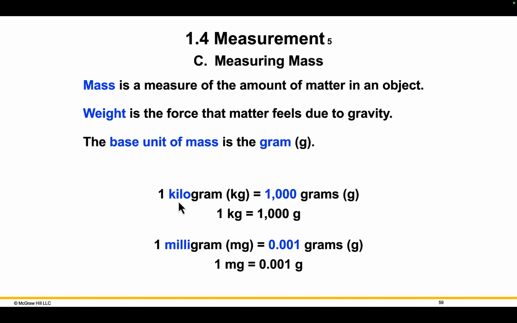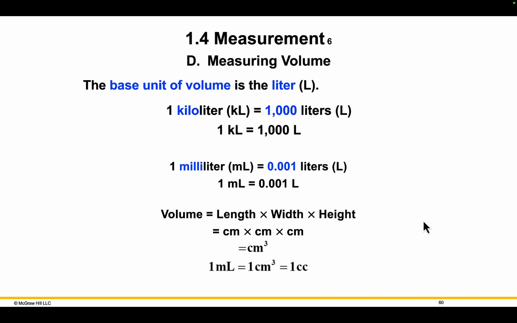You can see that these prefixes, so here kilo and milli, are the same whether you're talking about mass or any other, so length in the case of what we just talked about. So 1 kilogram is 1,000 grams, just like 1 kilometer is 1,000 meters. So that pattern is the same. On the flip side of that, the milligram is 0.001 grams, or you can think about it as 1 gram is 1,000 milligrams.